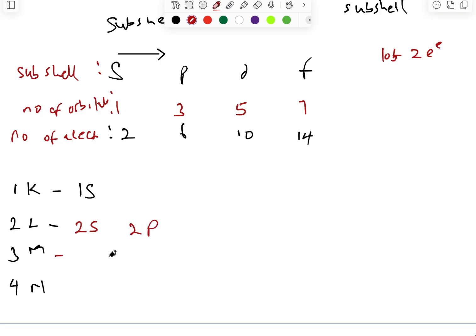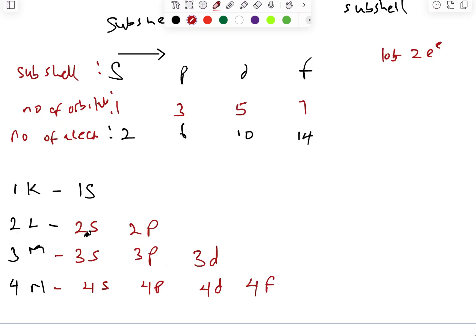Now you can guess what is going to be for M. M is going to have 3 all through. So we have 3s, we have 3p, but this time around we can also get 3d. Now for N, we have 4s, we have 4p, we have 4d, and we can also have 4f. So you can see the trend.